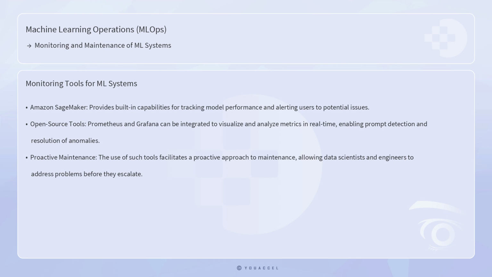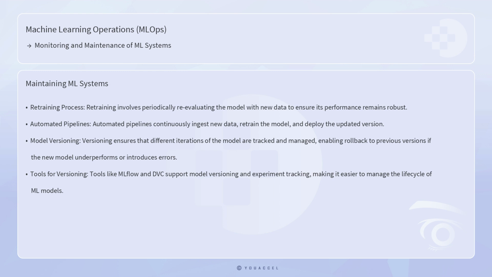To effectively monitor an ML system, organizations can leverage various tools and frameworks. For instance, Amazon SageMaker provides built-in capabilities for tracking model performance and alerting users to potential issues. Similarly, open-source tools like Prometheus and Grafana can be integrated to visualize and analyze metrics in real time, enabling prompt detection and resolution of anomalies. The use of such tools facilitates a proactive approach to maintenance, allowing data scientists and engineers to address problems before they escalate.